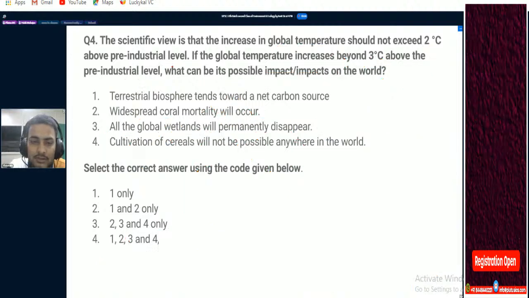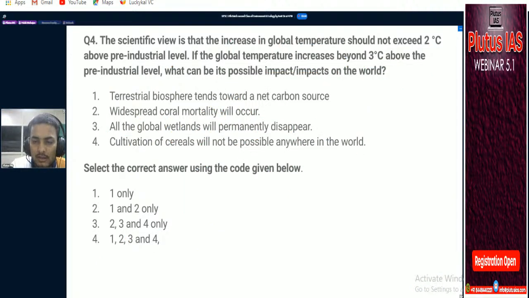Then moving to this scientific view question. What will be the impact? Now give me the answers.